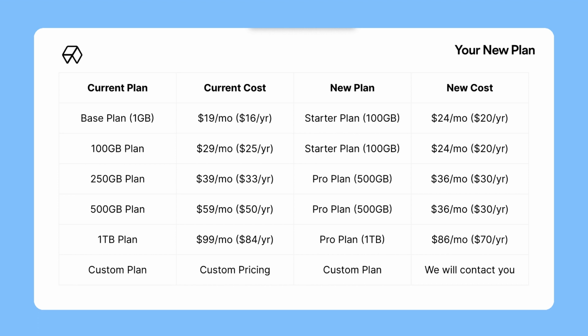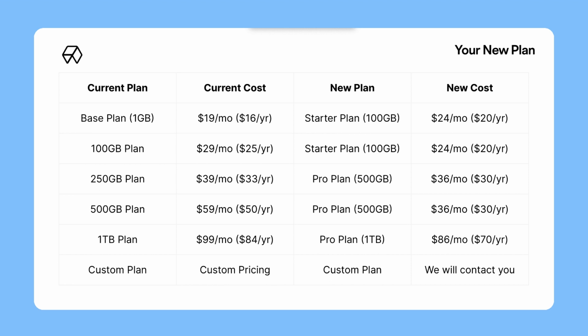So if you're on that base plan at $19 a month, you'll jump up to the starter plan. You'll go from 1 gigabyte to 100 gigabytes, and your monthly payment would go from $19 to $24 per month. However, if you lock in an annual plan, you can lock in at a $20 per month rate. So essentially only a $1 increase, and you get 100 gigabytes more storage. Everybody else is going to see a price decrease.